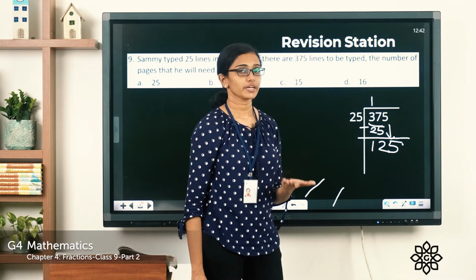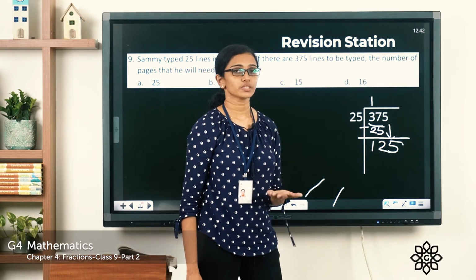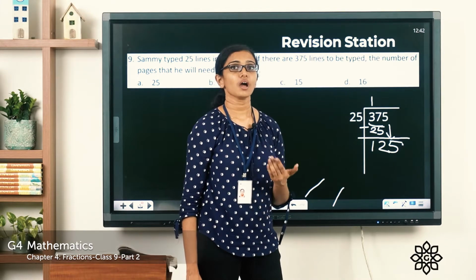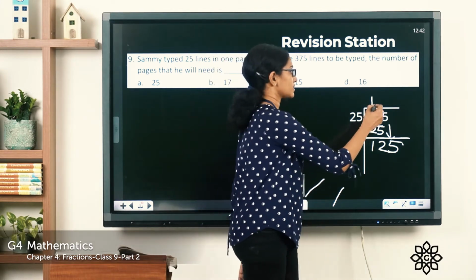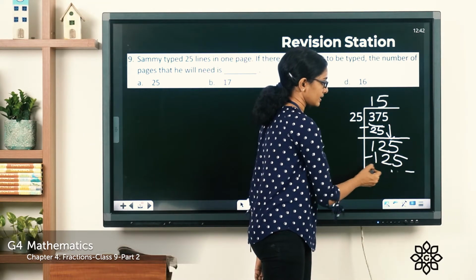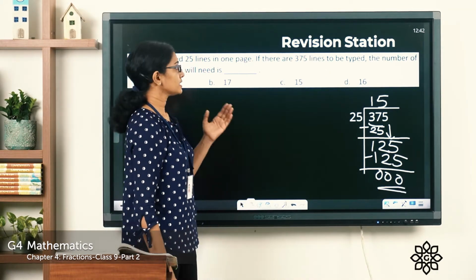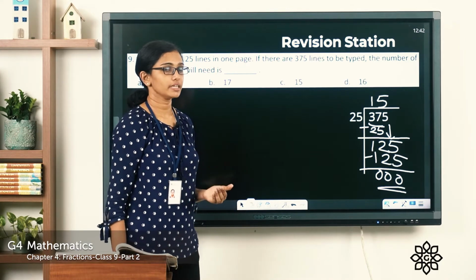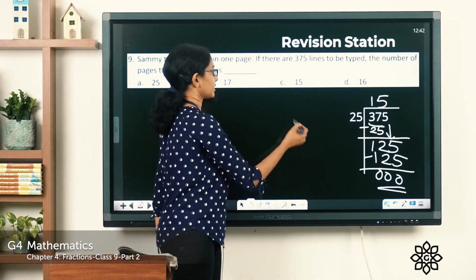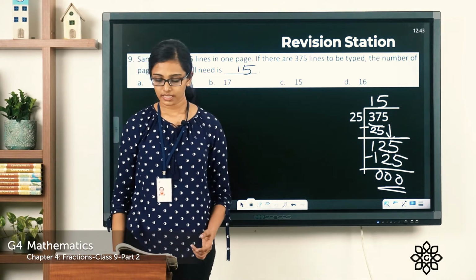125 by 25. How many 25s are there in 125? 25 ones are 25, 25 twos are 50, 25 threes are 75, 25 fours are 100 and 25 fives are 125. So let's write 5 here. Now 5 into 25 is 125. Subtracting the numbers gives you the remainder 0. So what is the answer to this question? The number of pages that Sammy needs to type the 375 lines is equal to the quotient 15. So you have to write this 15 here. I hope this is clear to you.